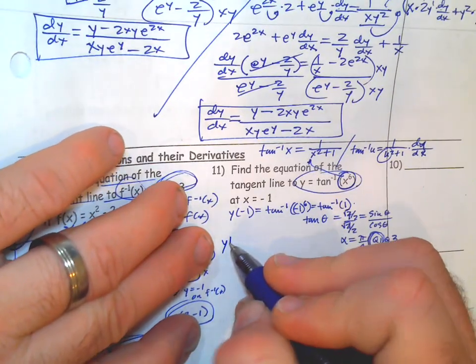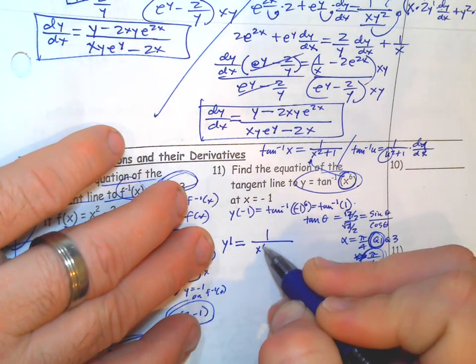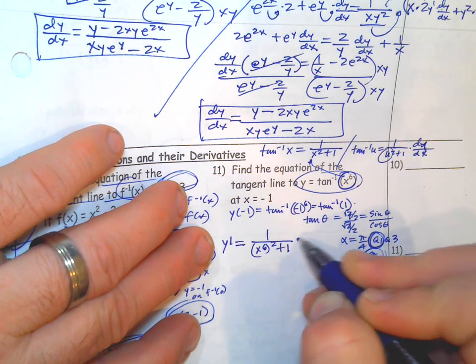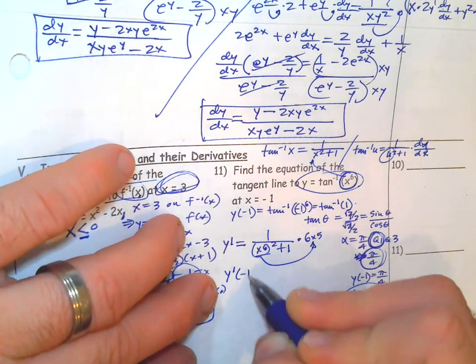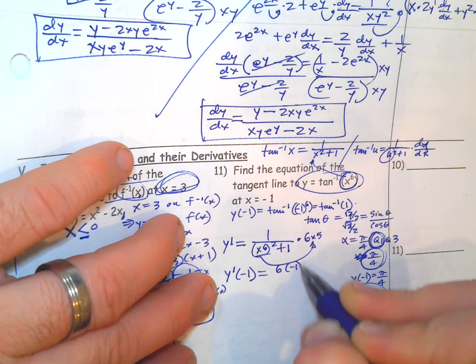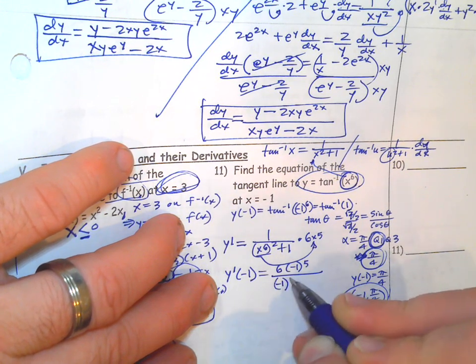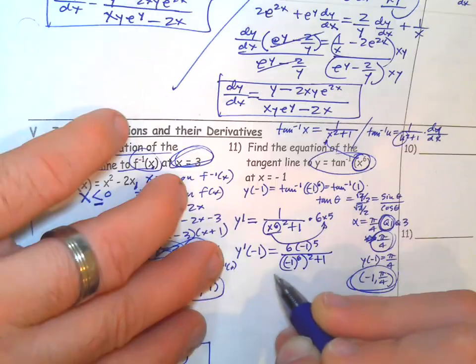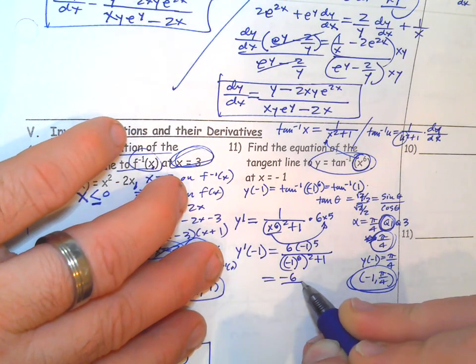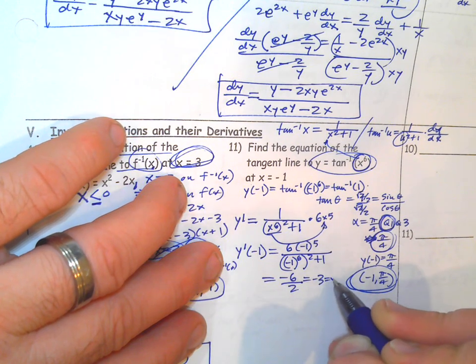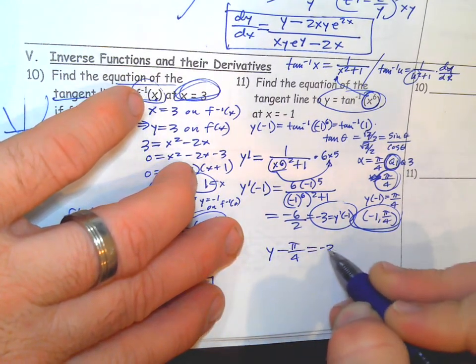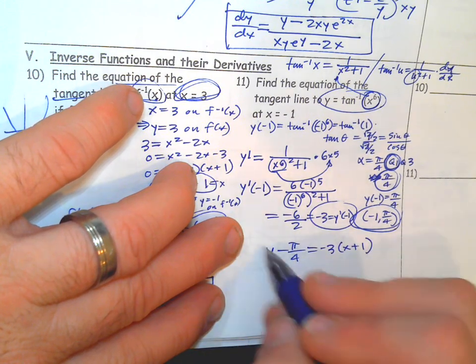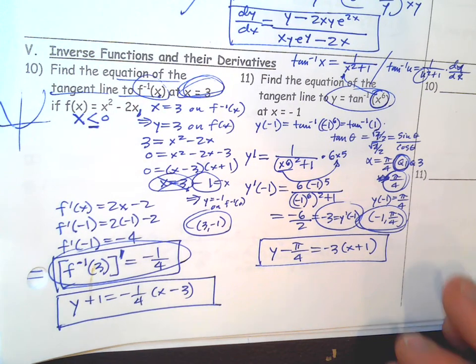So the derivative in general is going to be 1 over x to the 6th squared plus 1 times the derivative of what's inside, 6x to the 5th. So that's the derivative. Then we want to plug negative 1 into it. So it's going to be 6 times negative 1 to the 5th power, over negative 1 to the 6th power squared plus 1. So it's going to be negative 6 over 2, which is negative 3. So that's your slope. So the equation of your tangent line is going to be y minus pi over 4 equals negative 3 times x plus 1. And I would just leave it in point-slope form. Don't do extra work.